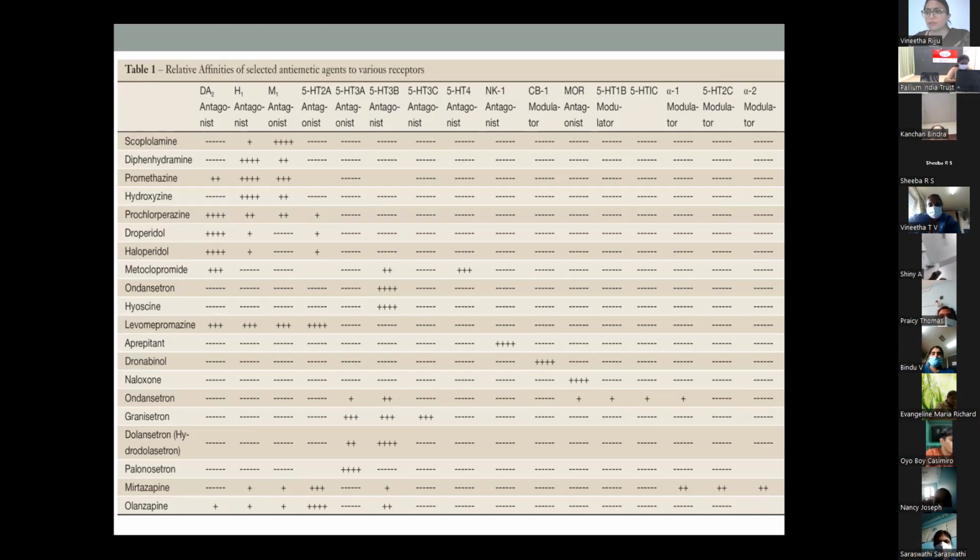So this chart, if you can see here, has an entire list of all the antiemetics. Some of them are not pure antiemetics. Some of them are also antipsychotics. But they are all put together over here because they also have anti-emetic action. Okay.